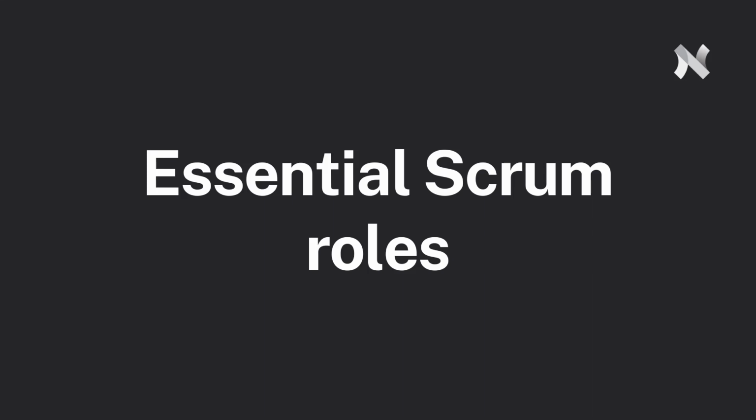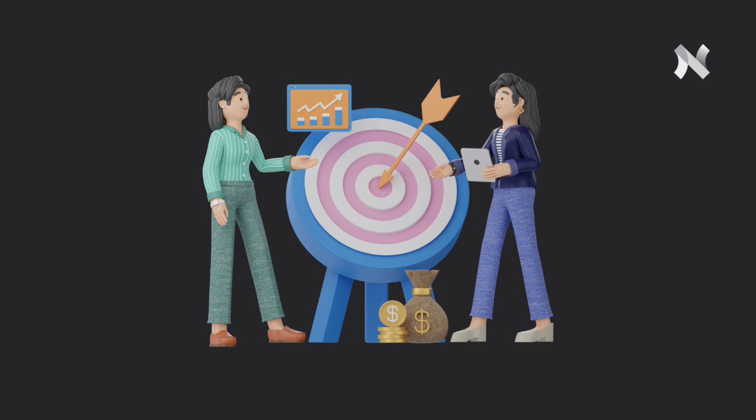Hello again. In this video, we'll be discussing the essential Scrum roles. If you think of a team in the context of a team sport like football, each position plays a certain role. You have strikers, wingers, defenders, goalkeepers, and more. Each player has their own responsibilities they must fulfill in order to try to win the game. The same is true for Scrum teams.